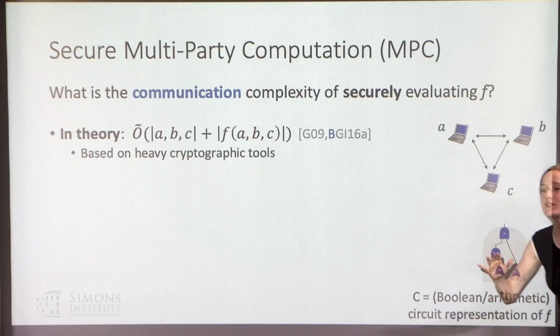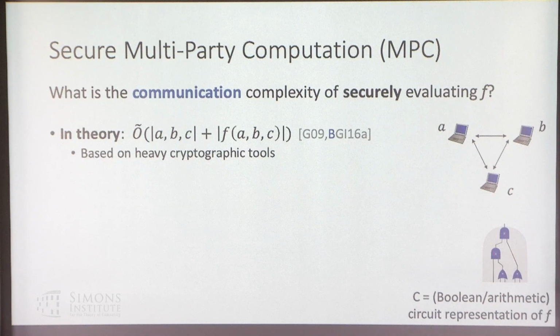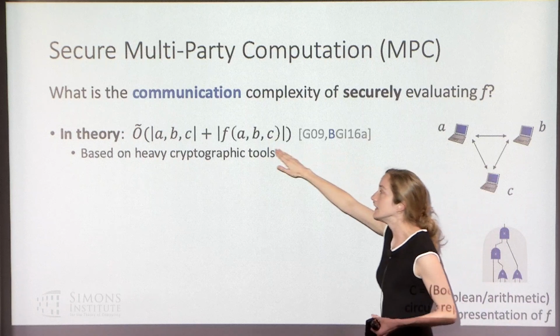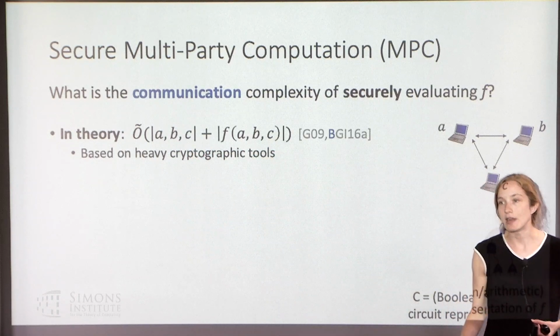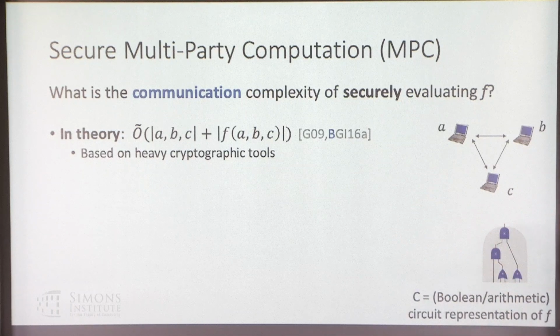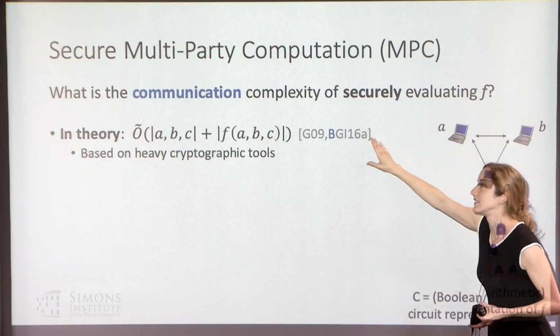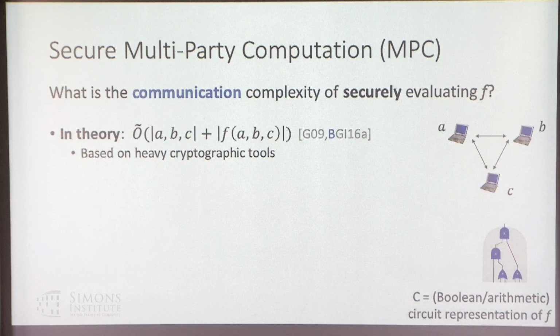So for example, in theory land, the communication asymptotically is essentially size of inputs plus size of outputs, okay, with probably security parameter and so forth. But this is not the sort of protocol in general that is practical. So there's a lot of overhead. For example, this is using fully homomorphic encryption or homomorphic secret sharing or some sort of relatively heavy cryptographic tools.